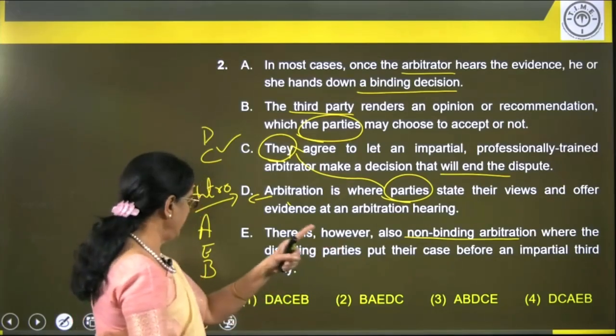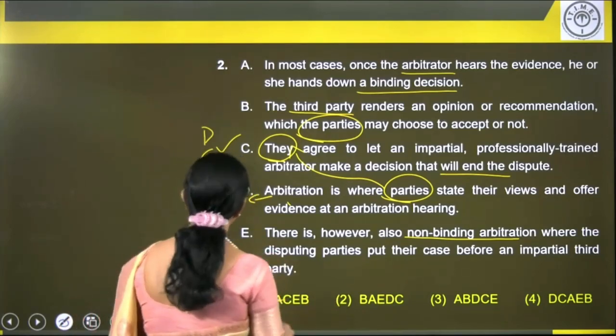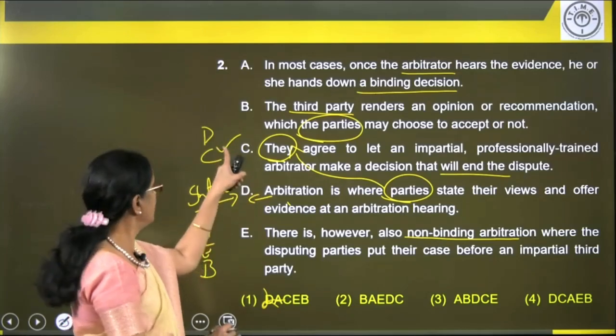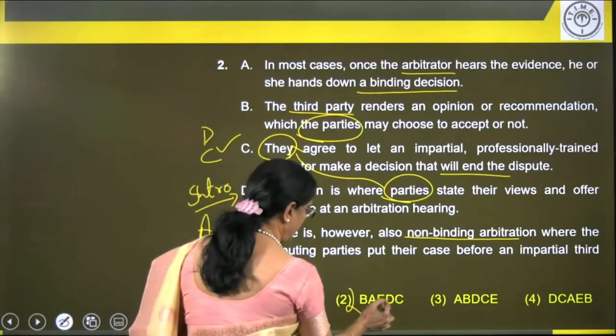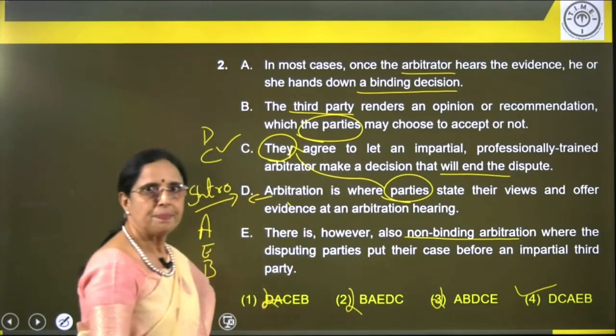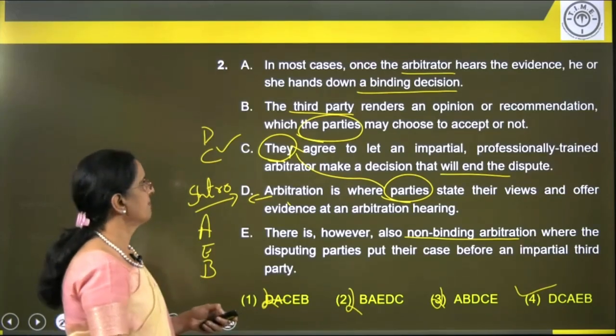So check whether you have DCAEB or not. If you are confused, say DA. Suppose... no, impossible. DC is perfect. DCAEB. AEB wrong. The answer is DCAEB. Is that clear? Right, let's go to the next one.